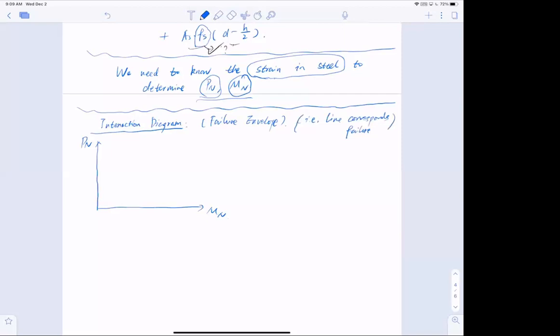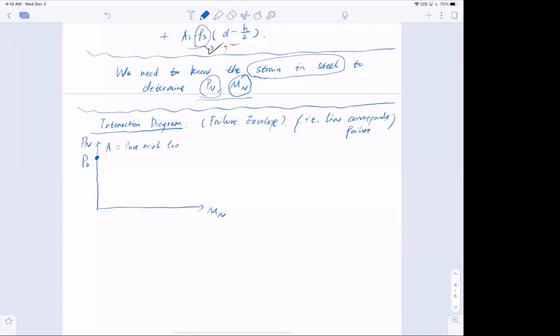So I started thinking about it. At what point do I start to see failure? What's the easiest I can do, right? So start thinking, oh, look, if I can do just compression, pure compression, that means I don't have any bending moment. I just put a force right at the center of the section, right? I will have a pure axial load. So I call this point A, a pure axial load.